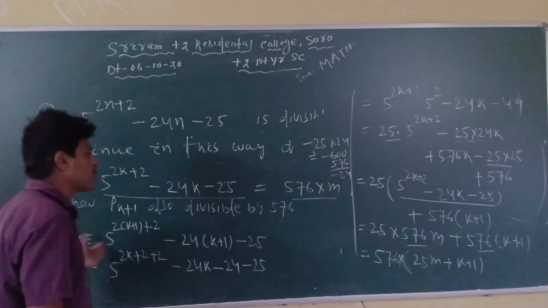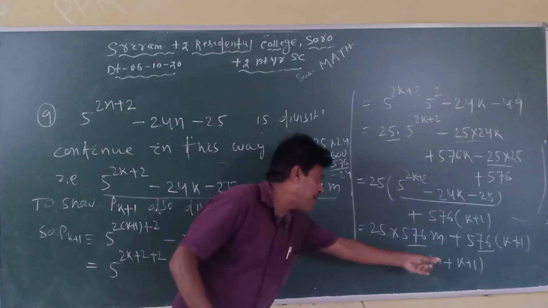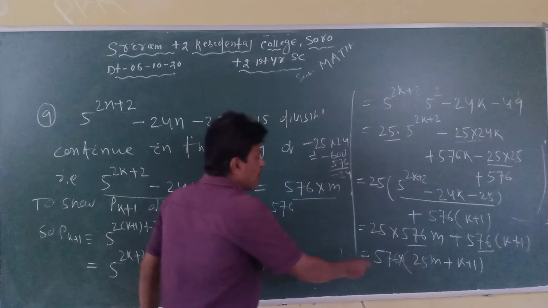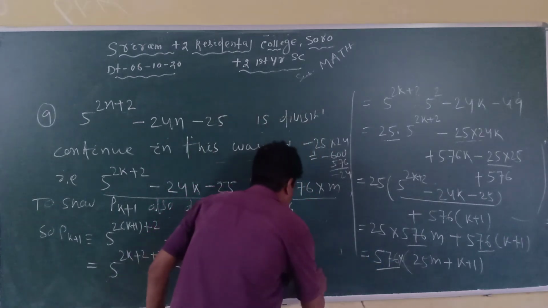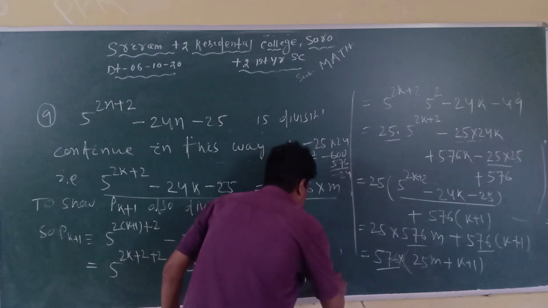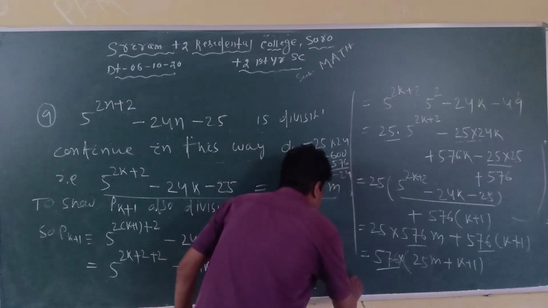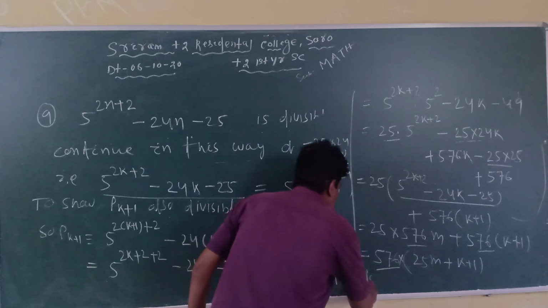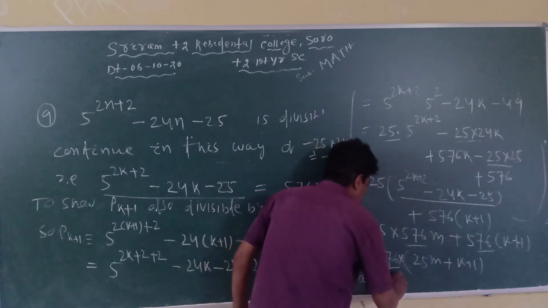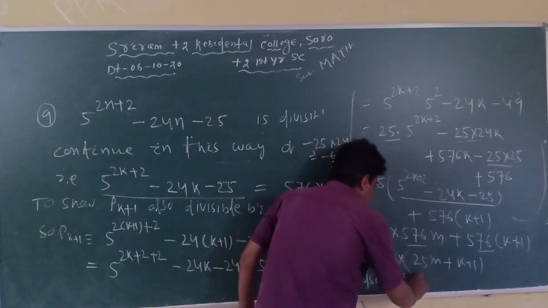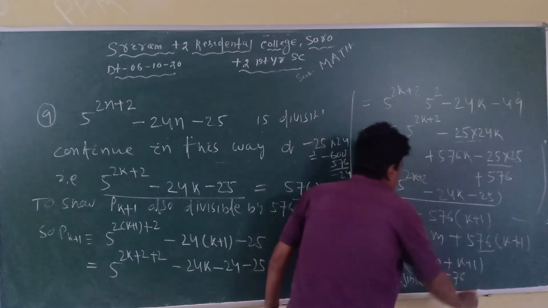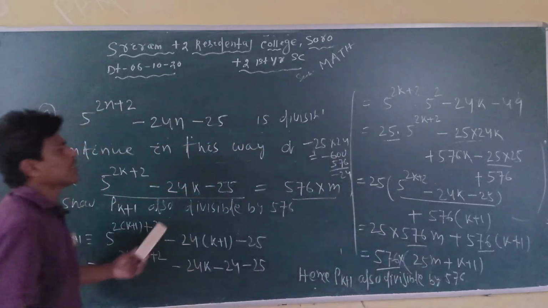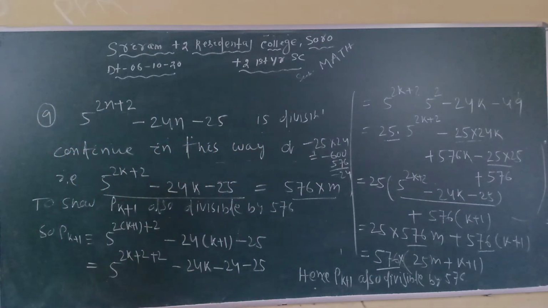I am taking 25m plus k plus 1 as a constant multiplied with 576. Hence that is divisible, because 576 is a multiple. Hence it is also divisible by 576. That's all about this problem. So I think you can prove these problems in this way.